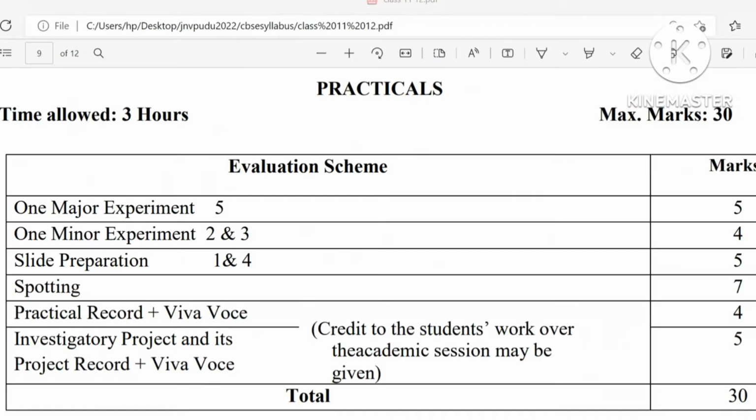Now for the practicals, the maximum marks is 30. Evaluation scheme goes like this. There will be one major experiment for 5 marks, one minor experiment for 4 marks, slide preparation for 5 marks, spotting 7 marks, practical record and viva 4 marks, investigatory project and its viva and the record also, that also 5 marks, total 30 marks. Now the credit will be given to the students' work also over the academic session.